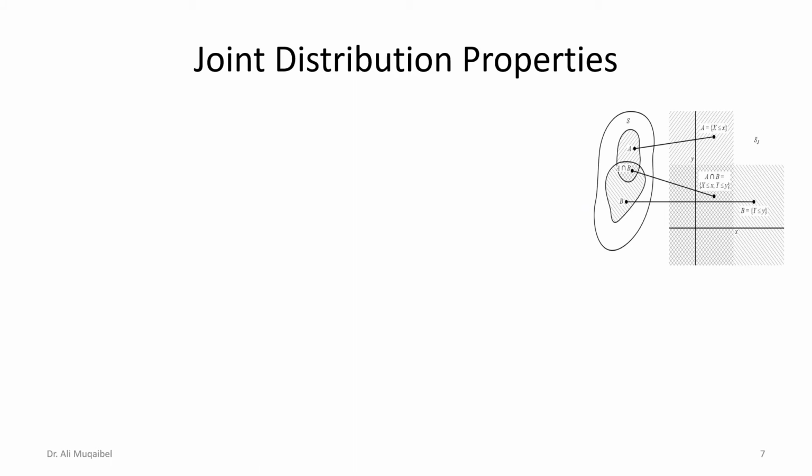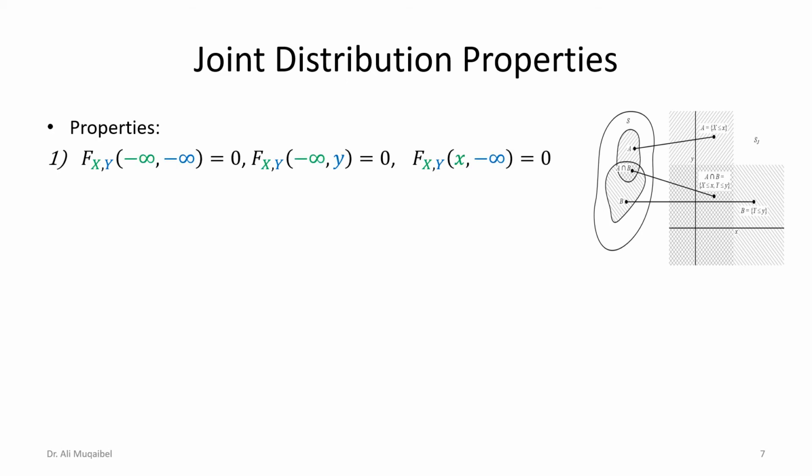So now we also look at the joint distribution and its properties. Let's look at the properties of the joint distribution. Now the first, these are similar properties to the one-dimensional case. Over here, we have a bit of extension.